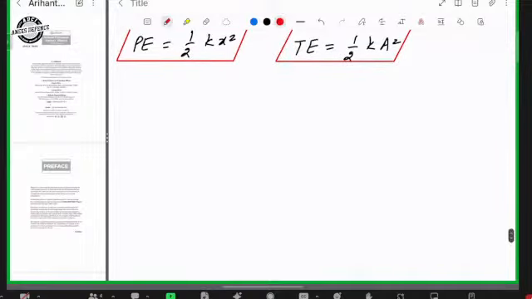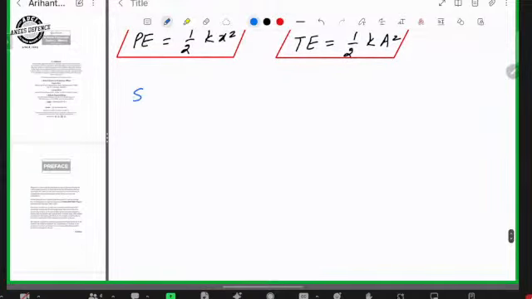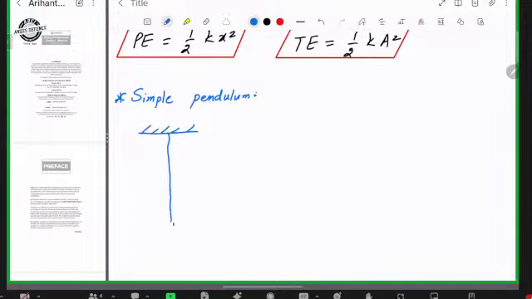Also, we will have the simple pendulum here. Do you know what a simple pendulum is? Yes, sir. A simple pendulum is a heavy bob attached to a string, and the other end of the string is fixed to a rigid support. When the heavy bob is displaced about its mean position, it will perform to and fro motion, which is exactly SHM.